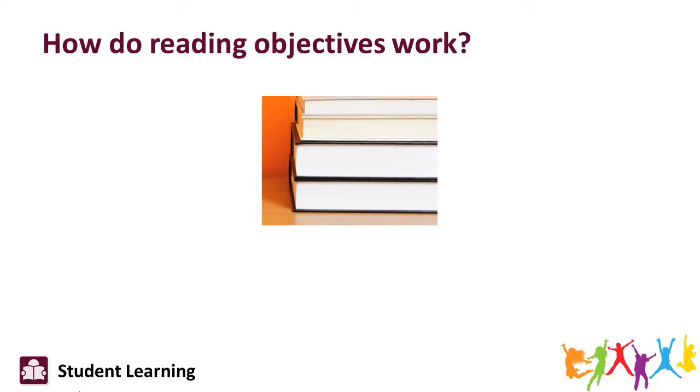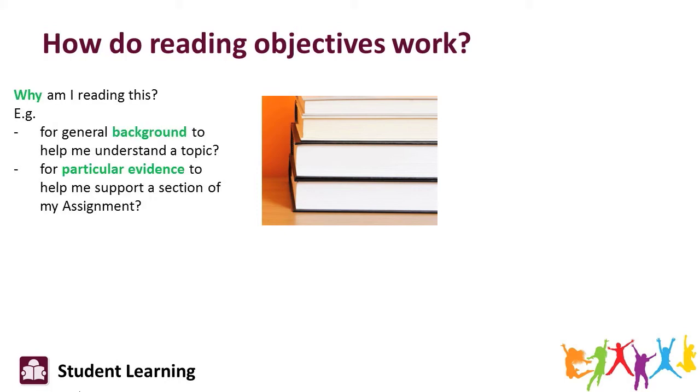But how do we do this, and how do reading objectives work? The three main questions to ask yourself during this process in relation to a particular source are: why am I reading this? What do I want to get out of this source? And how much time will I need to spend on this? Let's have a look at these in a little more detail.